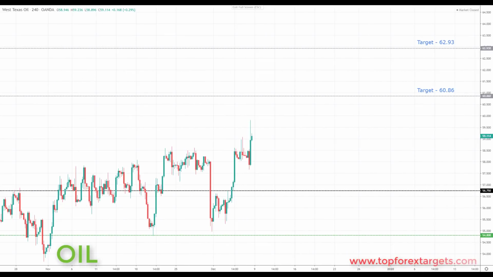So the next market we're going to look at is crude oil. Now, last week we were looking for further advances to the upside in crude oil, and we did come and take out the target set from last week. We are looking for further advances to the upside again this week in crude oil.